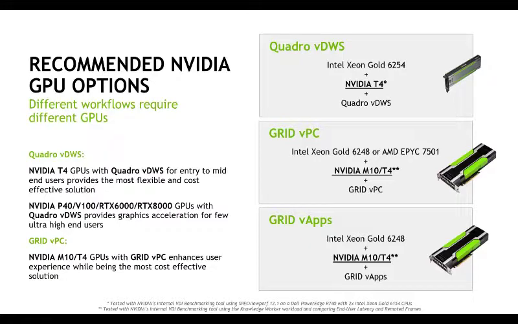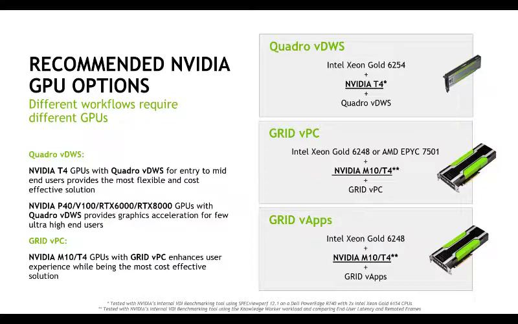For Grid VPC, and again, this is our knowledge worker / digital worker, how our marketing team calls them, the M10 and the T4 are the best choices there, right? You can use other GPUs as well, but they won't be as cost effective. And the M10 is actually the most cost-effective solution in our portfolio. The T4 is another option, right? The cost per user will be a little bit higher using the T4.